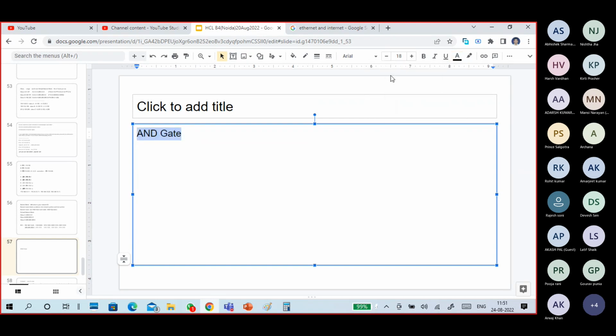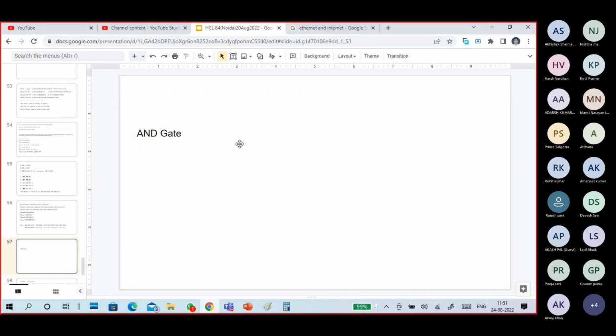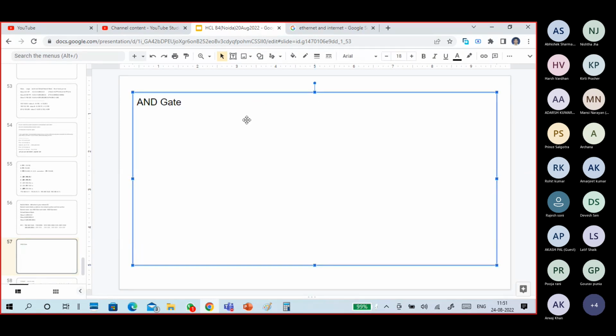If you are not from the CSE background, not from the computer background, not from an engineering background, don't worry, it is a 10th class topic. Guys, think like this: A is the input, B is the input, Y is the output. So the expression is A dot B.